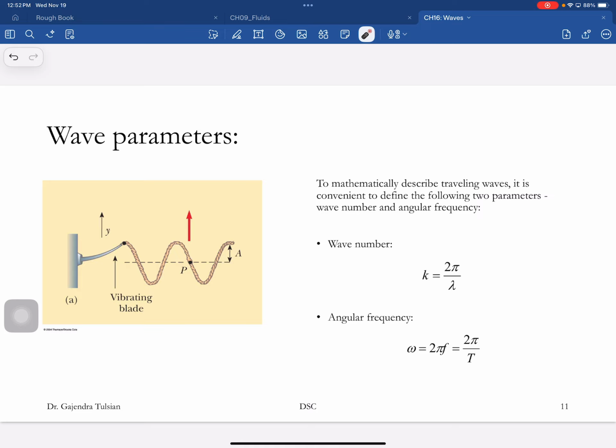Of course, we want to describe everything mathematically, so these two parameters will be convenient in the mathematical description. This is called the wave number. It's 2 pi divided by the wavelength of the wave. And omega, the angular frequency, is 2 pi times the linear frequency. And the linear frequency was 1 over T. So these two parameters will be useful in mathematically describing this wave.